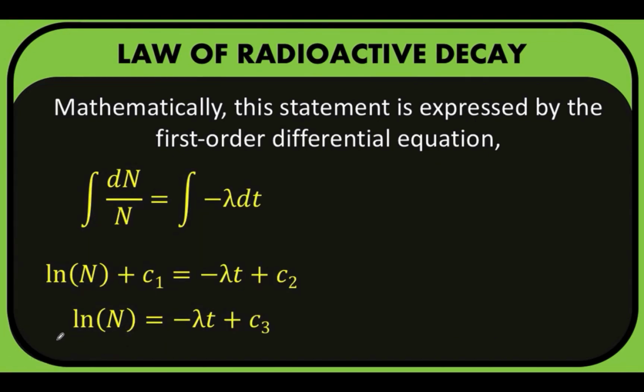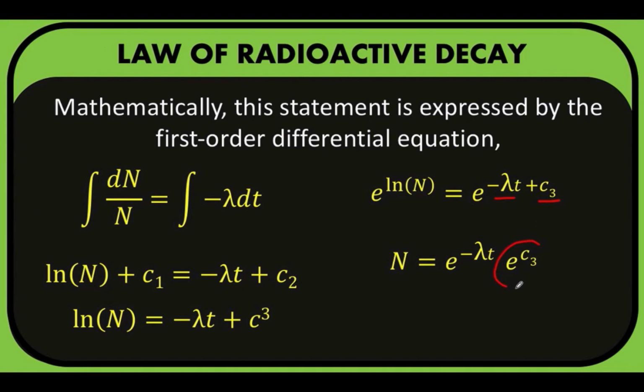Let's take the exponential of both sides. We raise e to ln of n at the left side, and we raise e to this exponent, negative lambda t plus c sub 3. And so we now have this result. e and ln are inverse operations, so the left side results to n. And applying the law of exponent, this right side can now be written as e raised to this exponent times e raised to this exponent.